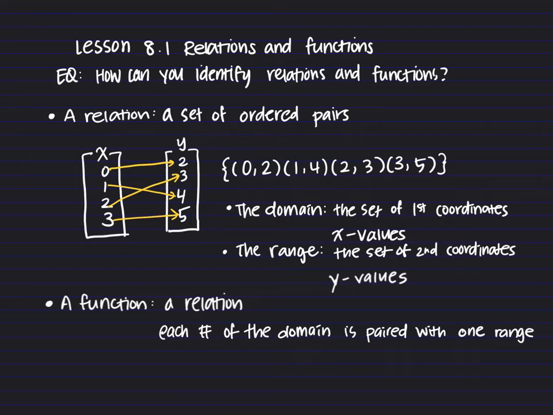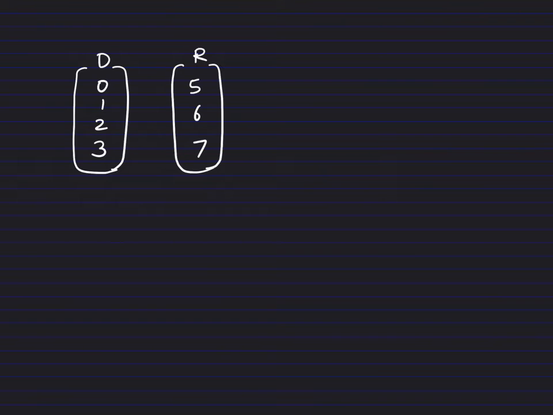So let's take a look at some examples of how it's going to work. Let's say I have a relation with a domain of 0, 1, 2, and 3, and then a range of 5, 6, and 7. I'm going to indicate the relationship with an arrow, and you're going to see that for each of my domain, I am going to have a number for the range. Now, as you can see, I have arrows pointing from the domain to range. And if you notice, I have two of these domains pointing to one of the ranges.